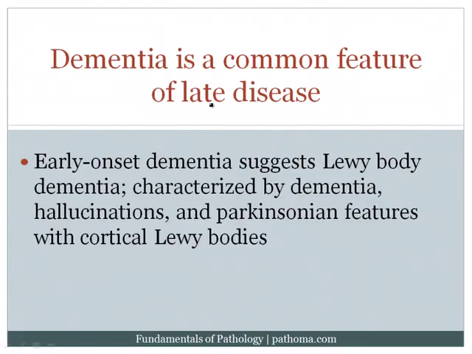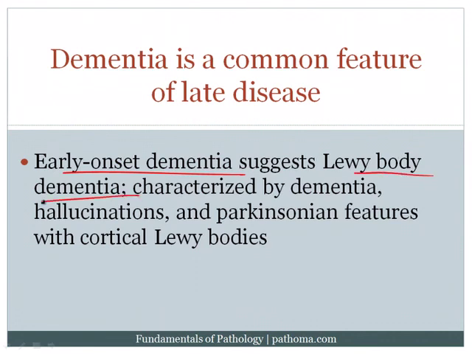One last high yield point is that over time, patients with Parkinson's can develop dementia. It's relatively common. However, it is seen late in the disease, for example, years into the disease. If a patient has early onset dementia, for example, within the first year of diagnosis, that suggests a different disorder, which is called Lewy body dementia.